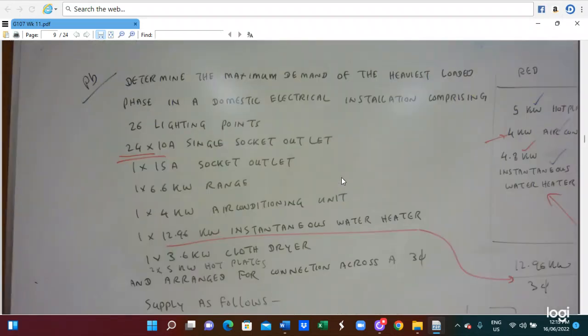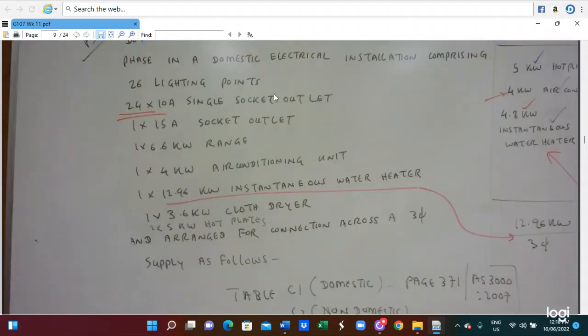Now we have to determine the maximum demand of the heavier loaded phase in a domestic electrical installation comprising 26 lighting points. In this case, it includes 24 number of 10 ampere single socket outlets, 1 number of 15 ampere socket outlet, 1 number of 6.6 kilowatt range, 1 number of 4 kilowatt air conditioning unit, 1 number of 12.96 kilowatt instantaneous water heater, 1 number of 3.6 kilowatt clothes dryer, and 2 number of 5 kilowatt hot plates.